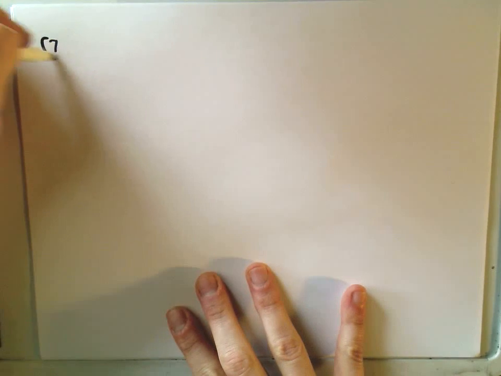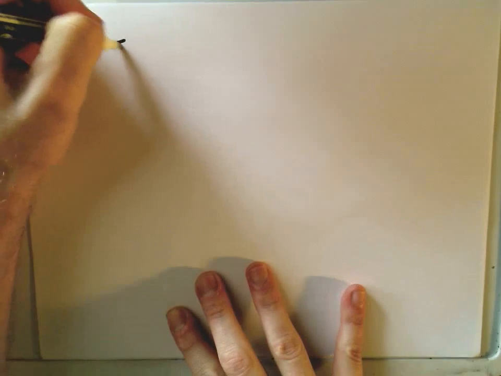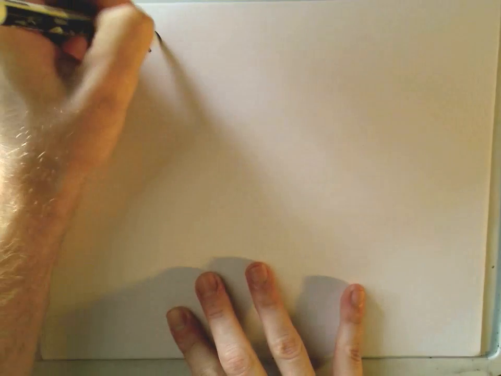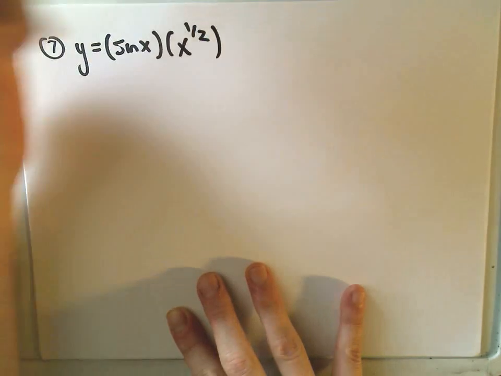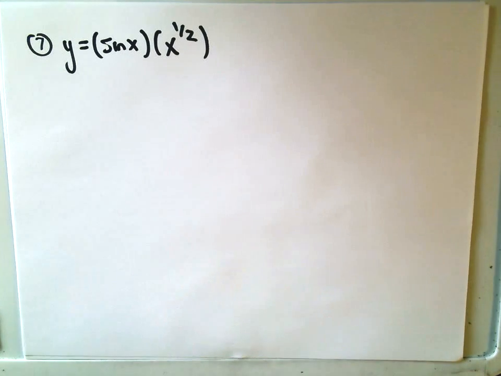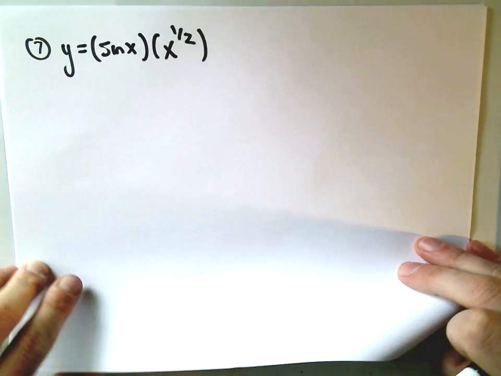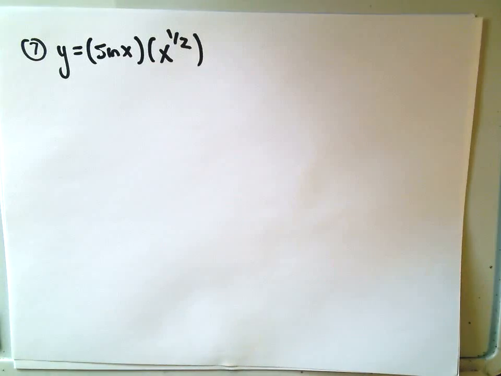Let's see, number 7, we had y equals sine of x times square root of x. I'm going to go ahead and write that as x to the 1 half power. So in this case, we're going to have to use the product rule. I think we went ahead and jumped to the quotient rule a second ago.